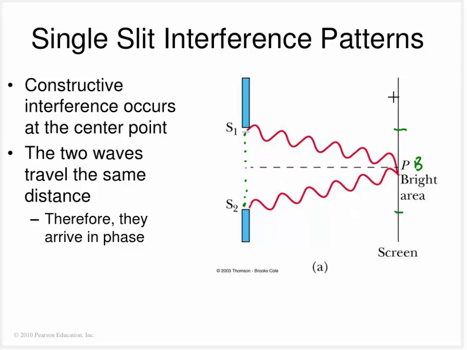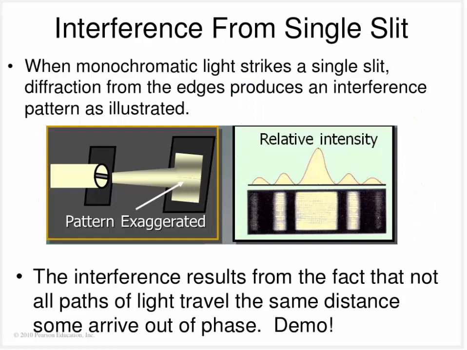But if we were to start talking about somewhere up here, then it would make sense that this piece and this piece might arrive out of phase. So there's probably going to be a dark spot here and a dark spot out here, and then bright, dark, bright, dark. And more or less, that's why we see this single slit interference pattern.